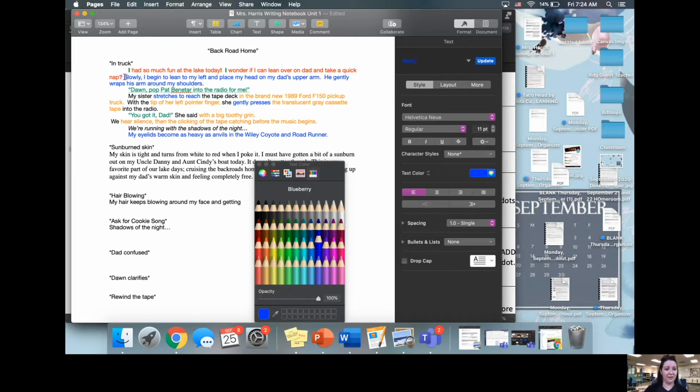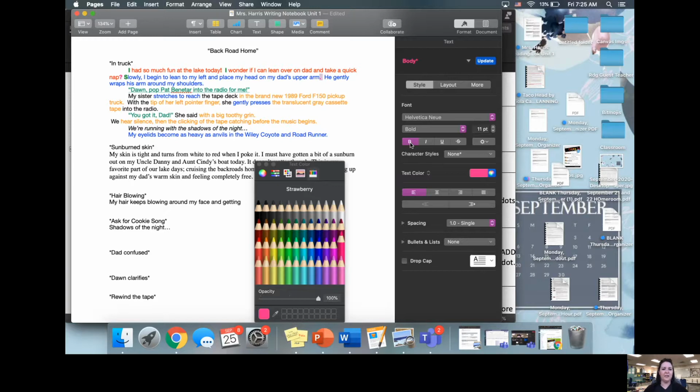Do I have an uppercase letter at the beginning of my sentence? Yes. So I'm going to make that green, highlight green for the uppercase letter, and then a period. Is a period what I need there? Yes. So I'm going to change that to pink so I know that I've already checked that punctuation. He gently wraps his arm around my shoulders.